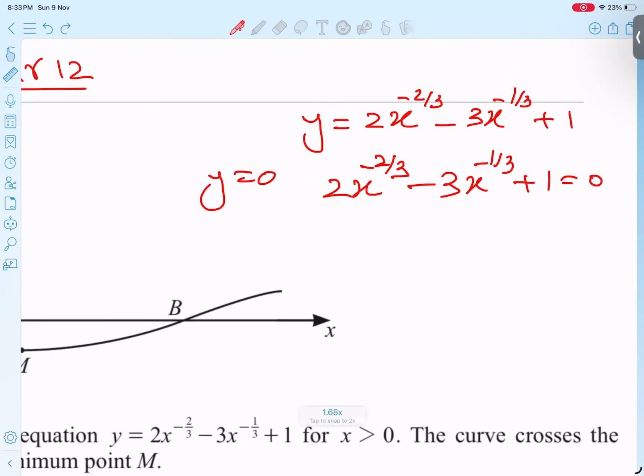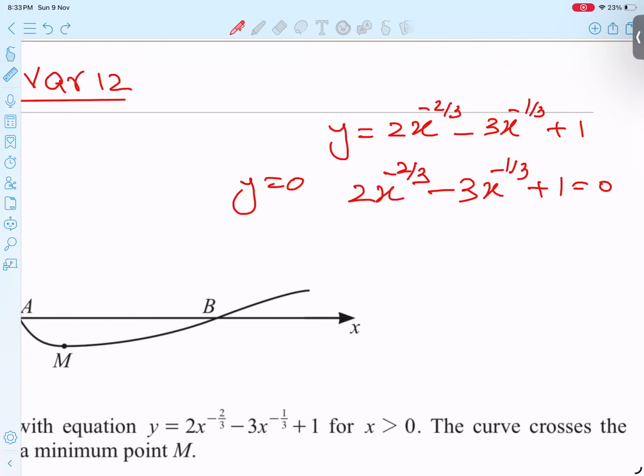So I will assume one part, which is very clear here. We teach this as the assume section. So I will assume this part: let x to the power negative 1/3 equal k. When I take it, this is equal to k. So common sense, this becomes 3k plus 1 equal to 0.